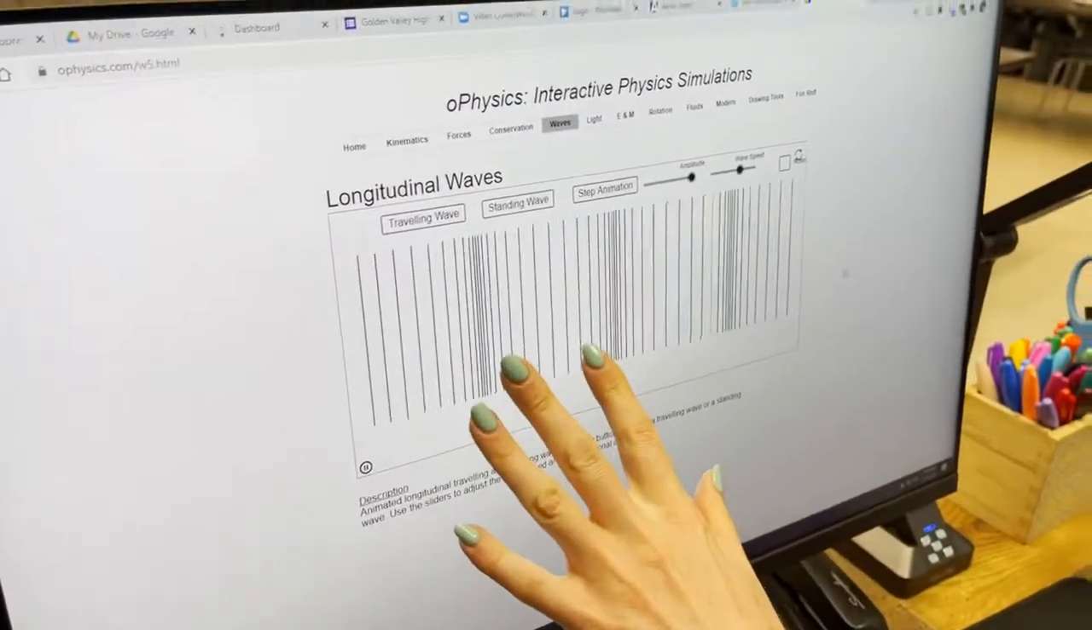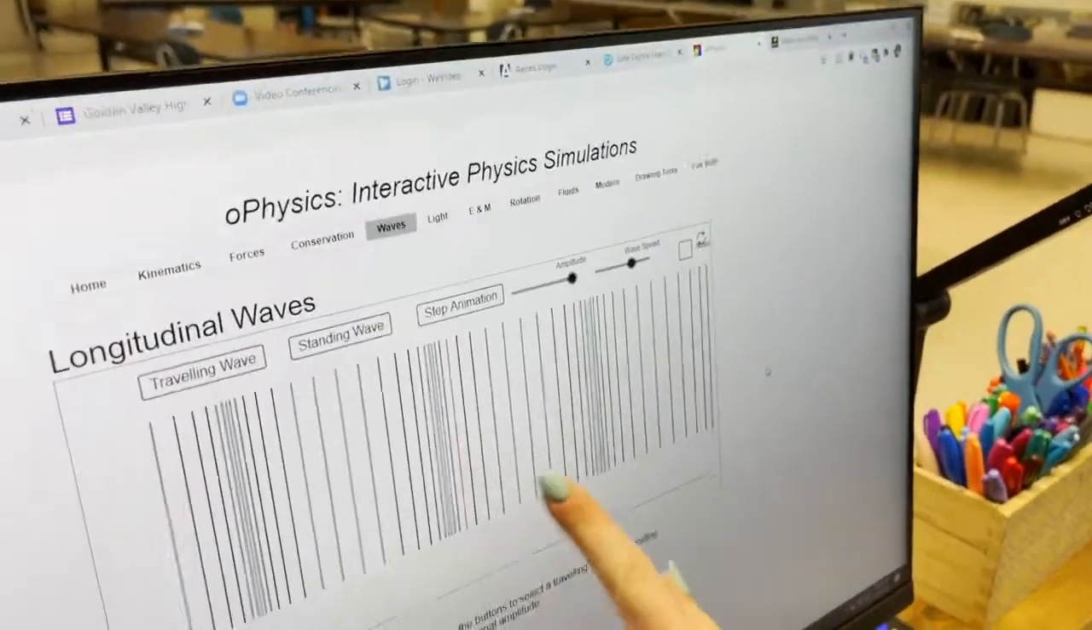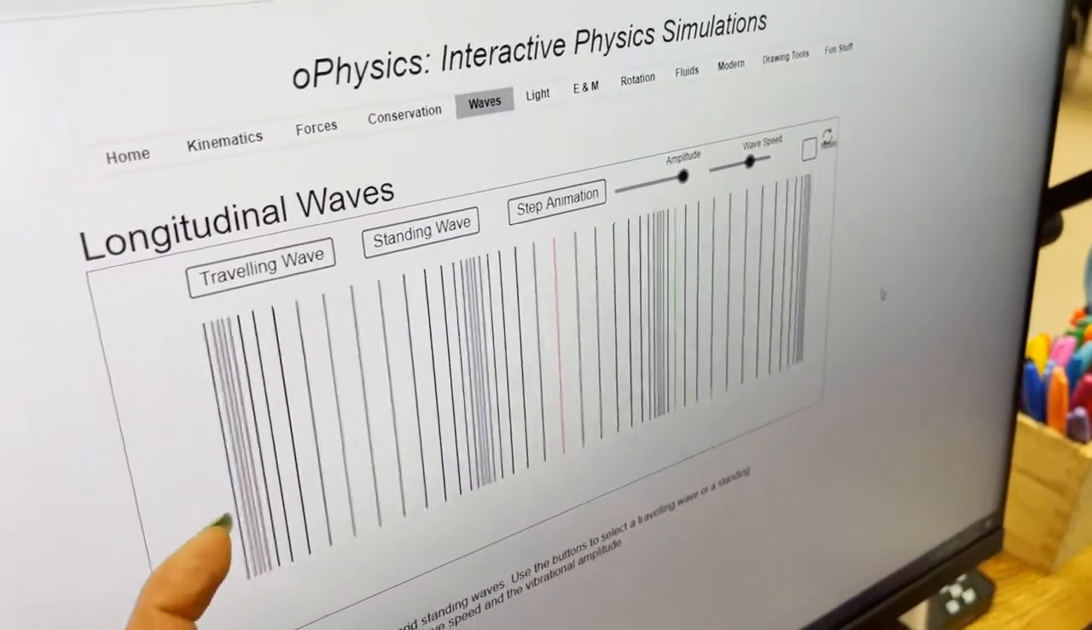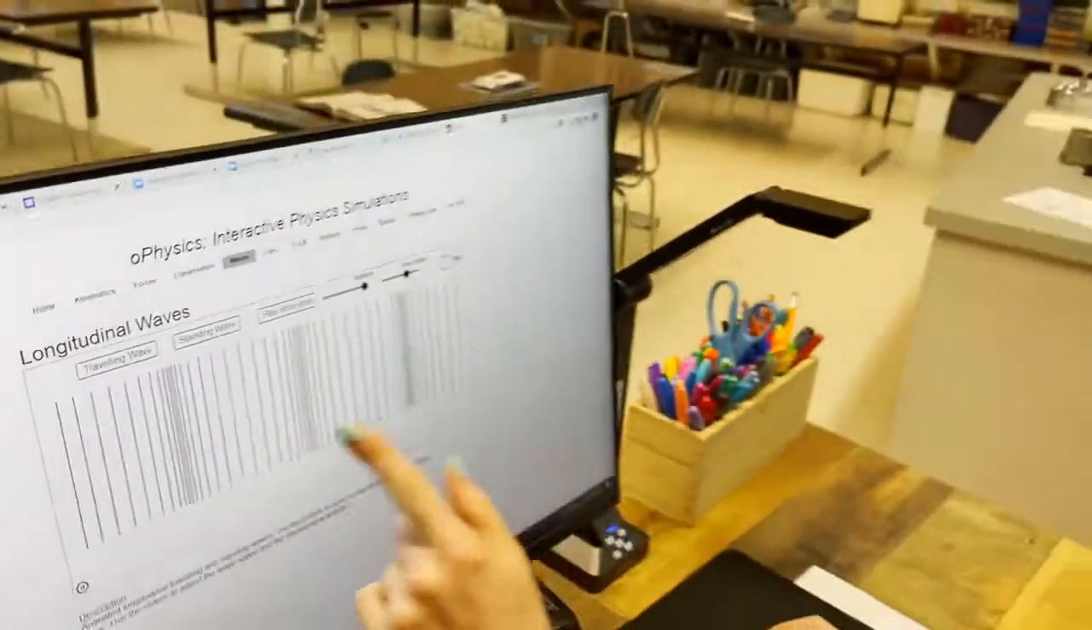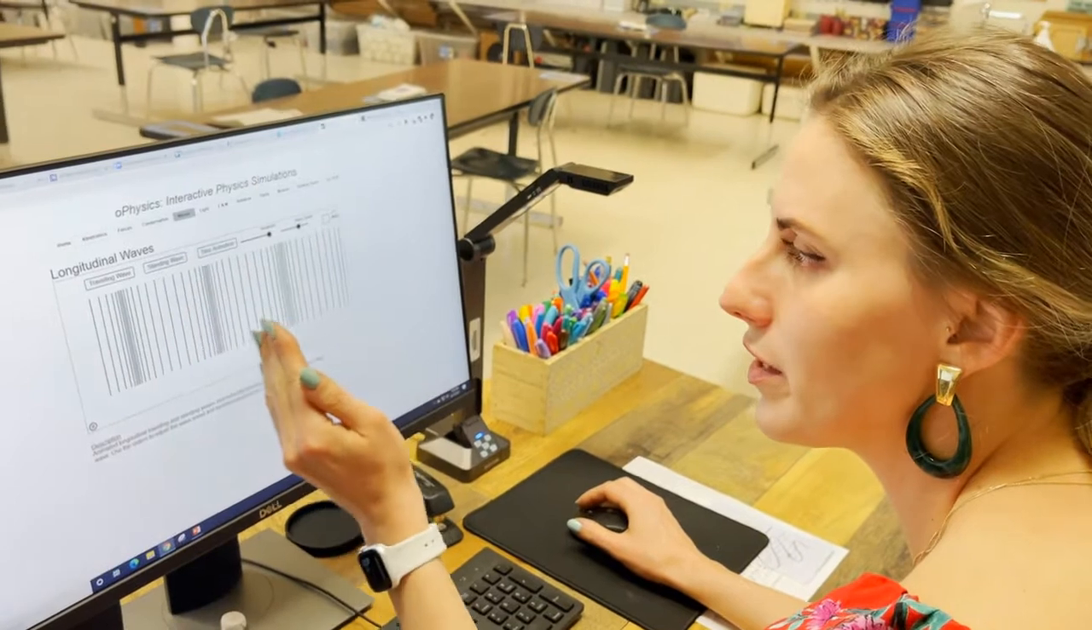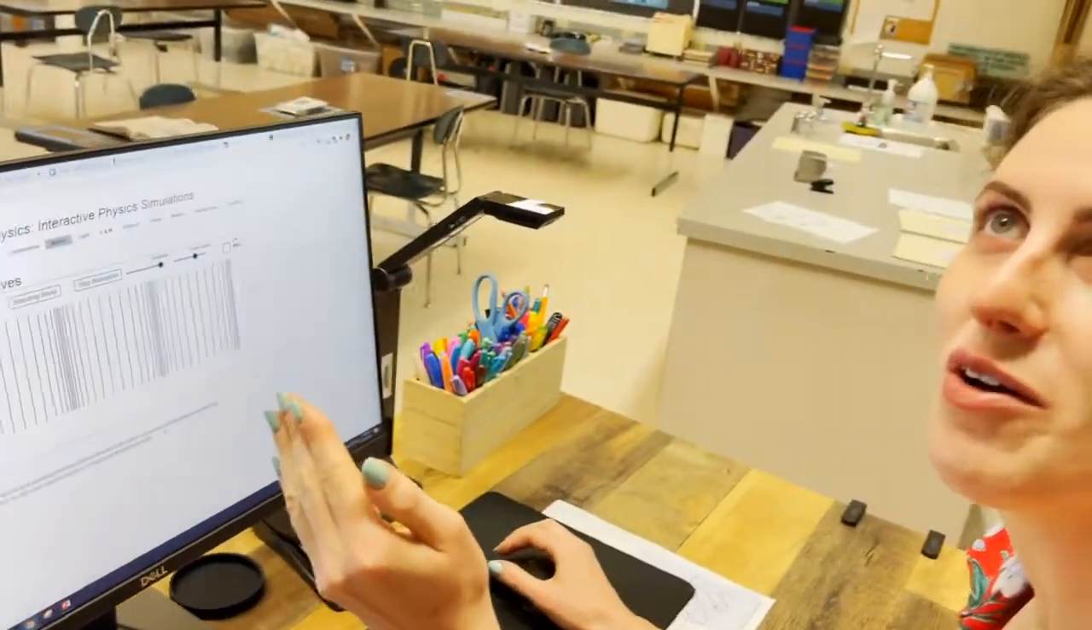Now, we're oscillating here. I really like that they've got this red and this green, because what do you notice? The wave is not just traveling. The red isn't just traveling down all the way through. It's staying where it is. We just have pulling and pushing, squeezing and stretching. What did we say?